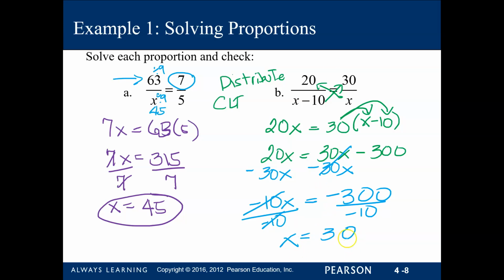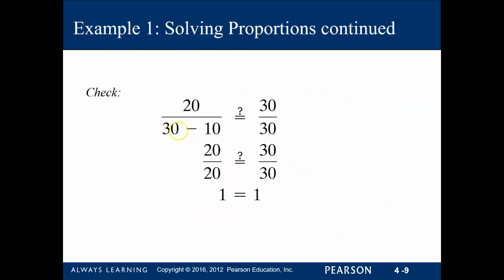All right. So does that make sense in here? Let's see. If you check our example, 30, this is our x, right? 30 minus 10 is 20 over 20. Is that the same as 30 over x, which is 30 over 30? And you can see that the two ratios are going to be equal to each other.